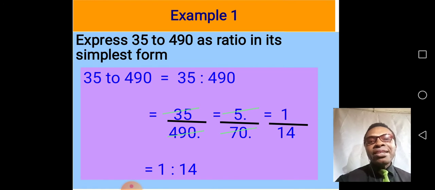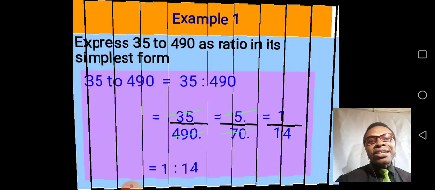We use 5 again. 5 divides the numerator and the denominator. 5 into 5 is 1. And 5 into 70 is 14. And so 1 over 14 is the same thing as 1 ratio 14. Let's look at another example.